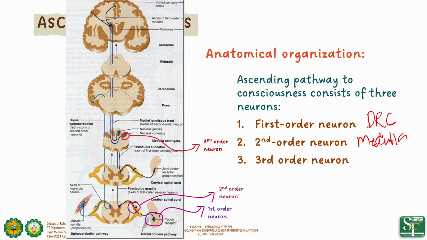And then, saan yung third order neuron? Parehas na, no? Ito ay sa may thalamus. Okay? Thalamus. Sino ulit yung sa thalamus? That's the VPL or the ventral posterolateral nucleus of the thalamus. So, nag-iba lang sila sa second order neuron.